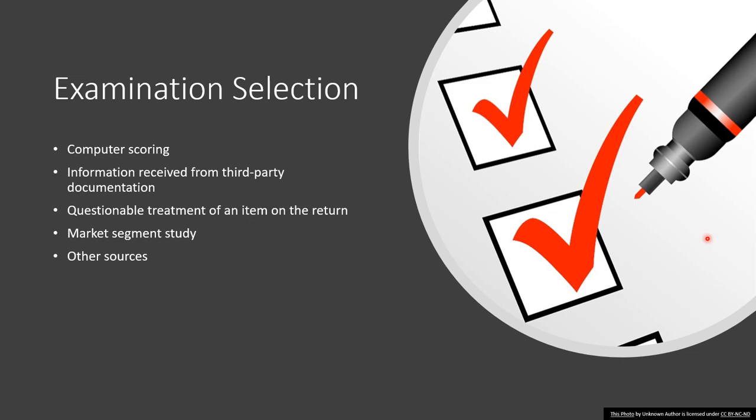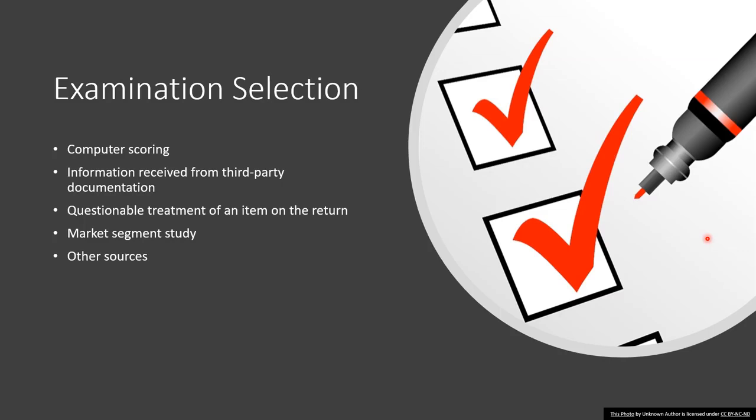A computer program called the Discriminant Inventory Function System, DIF, assigns a numeric score to each individual and some corporate tax returns after they have been processed. If a return is selected because of a high score under the DIF system, the potential is high that an examination of the return will result in a change to income tax liability.